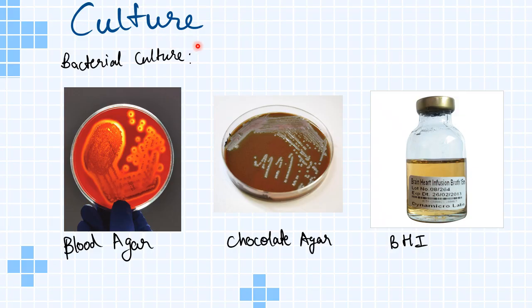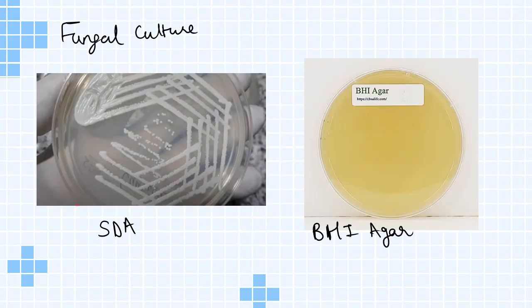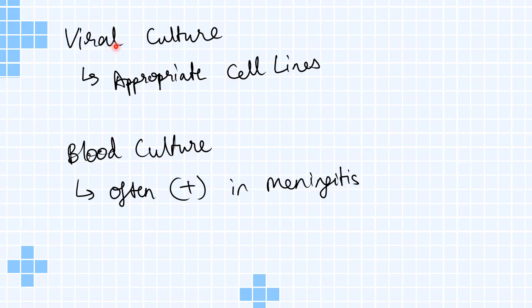For bacterial culture, commonly used media include blood agar, chocolate agar, and brain heart infusion broth. For fungal meningitis, CSF can be cultured on Sabouraud dextrose agar or BHI agar. For viral culture, appropriate cell lines are used. Also remember that blood culture is often positive in meningitis and can help identify the pathogen.